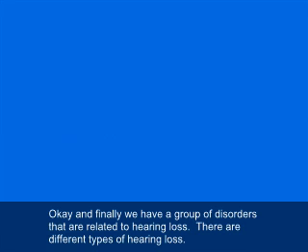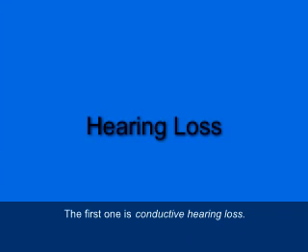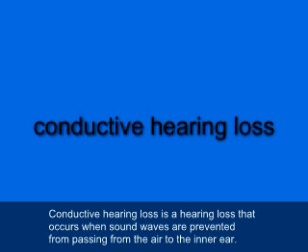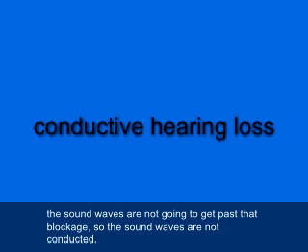Okay, and then finally we have a group of disorders that are related to hearing loss. There are different types of hearing loss. The first one is conductive hearing loss, C-O-N-D-U-C-T-I-V-E, and then hearing loss. Conductive hearing loss is a hearing loss that occurs when sound waves are prevented from passing from the air to the inner ear. For example, if one has a big blockage of earwax in the auditory canal, the sound waves are not going to get past that blockage. And so the sound waves are not conducted.